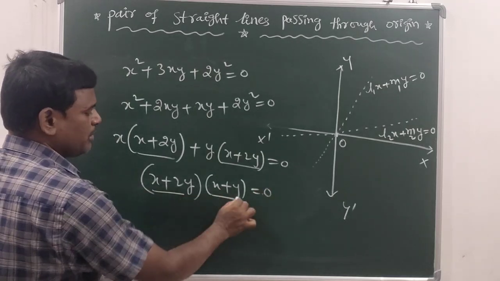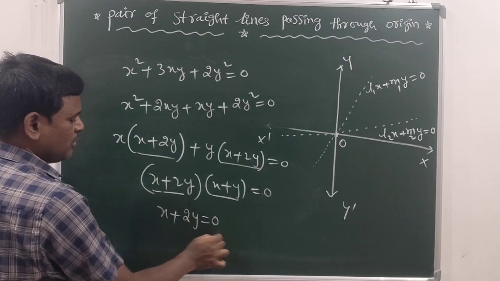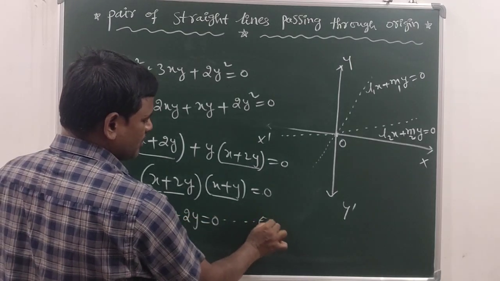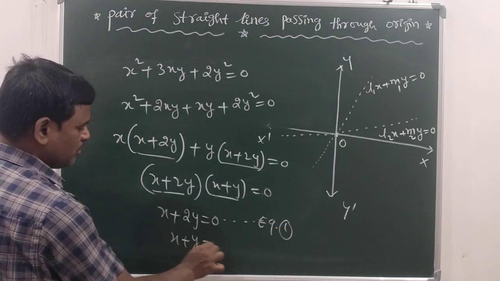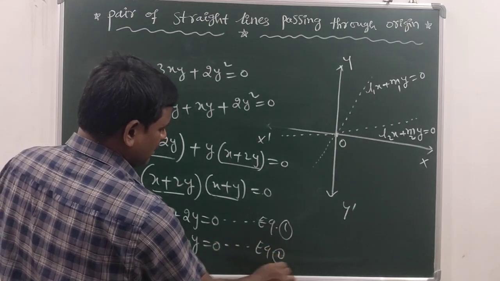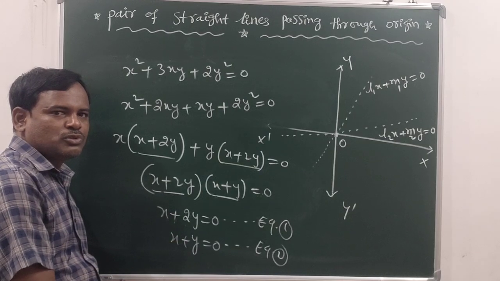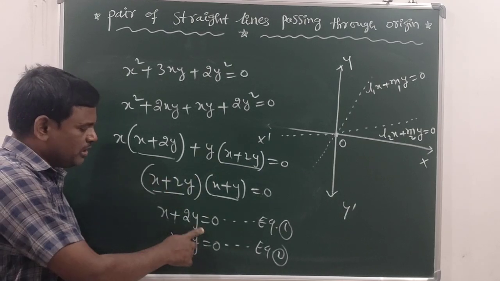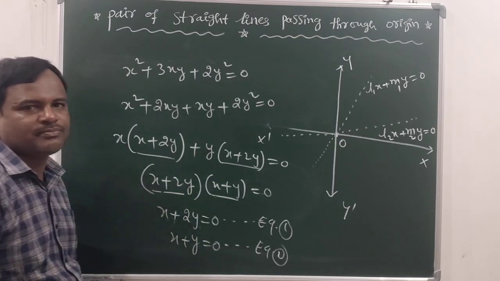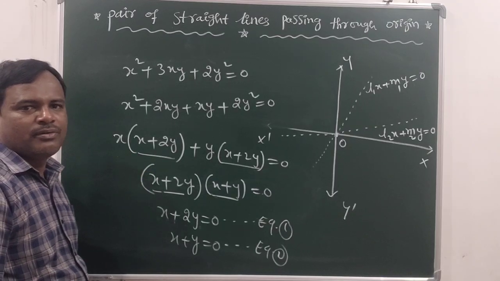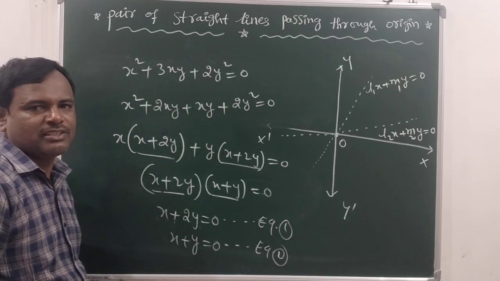Now equate both of them to 0. On equating this one to 0, you will get x plus 2y equal to 0. This is one line equation. On equating the second factor to 0, x plus y is equal to 0. This is equation 2. So both are linear equations in two variables whose graph represents a straight line. In both of them there is no constant term, hence they pass through the origin. Like this you have to get the lines which are involved in the given equation.